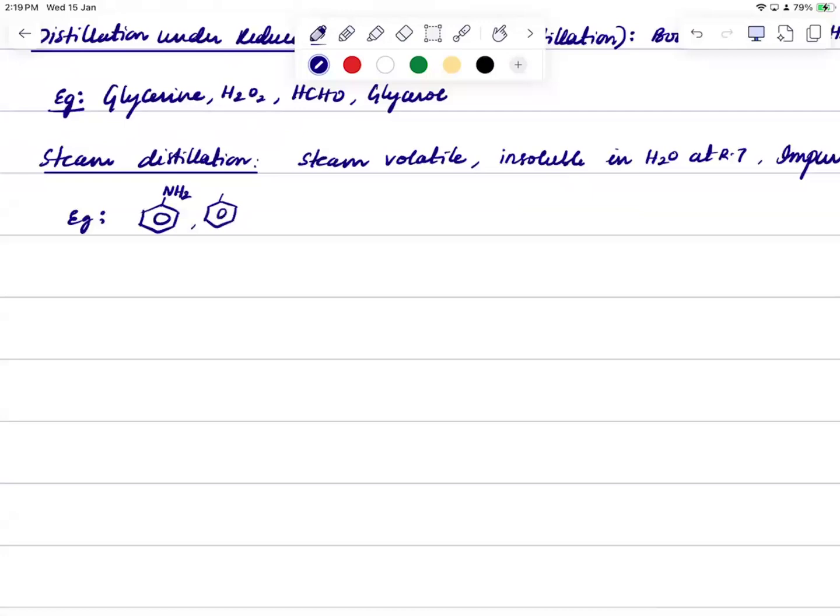Nitrobenzene, we can use this nitrobenzene, bromobenzene, orthonitrophenol, OH and NO2, and orthohydroxybenzaldehyde or salicylaldehyde, OH like this. Okay, ortho hydroxy acetophenone, right? So we have OH here and double bond O CH3.